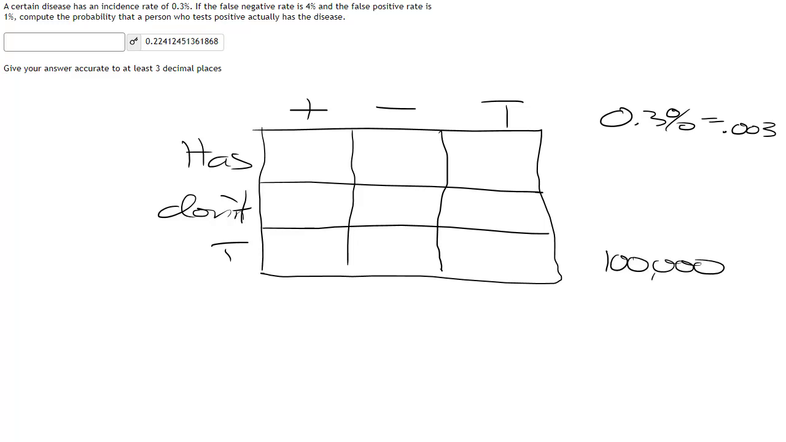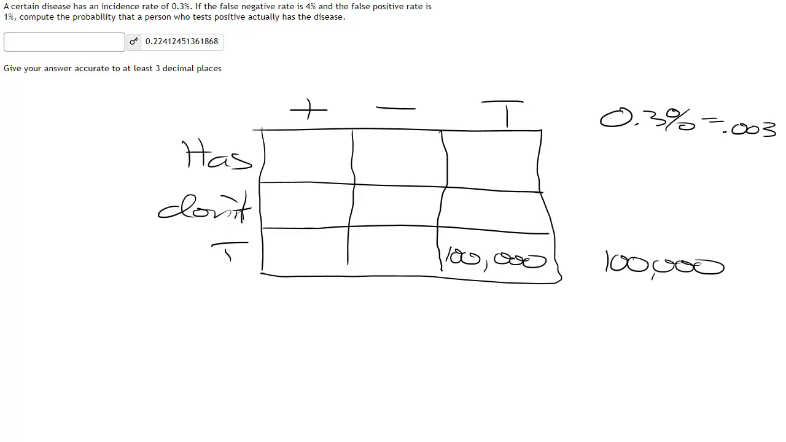I know we did 400,000 before, but I'm saying on the same scale. So do 0.3% of 100,000, right? Take 100,000 and multiply it by 0.003, and you get 300. That's a better number because now when we start taking small percentages of that, we're still going to have a whole number of people.